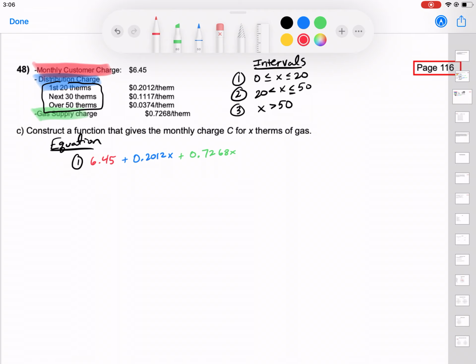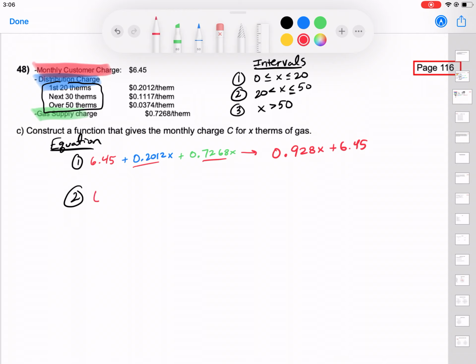So I would just combine like terms. You have these 2 like terms. I have already done so. So you have 0.928x plus 6.45 as equation number 1. All right, let's go to equation number 2.